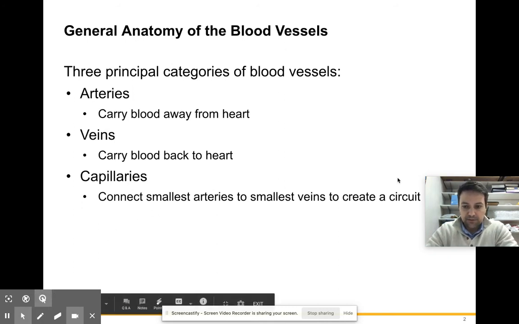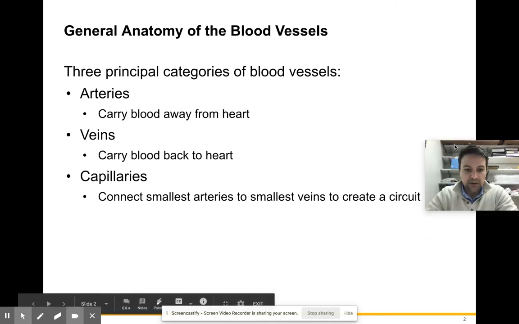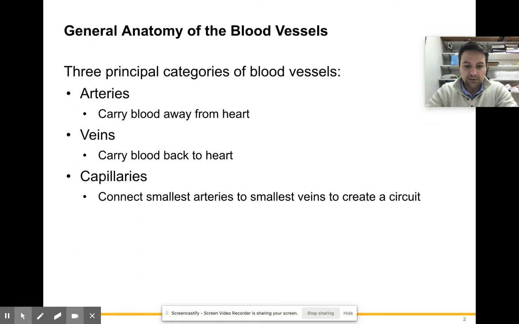Capillaries are the third type of blood vessel. They're going to be the smallest blood vessels that you have, and they are going to connect your arteries to your veins.